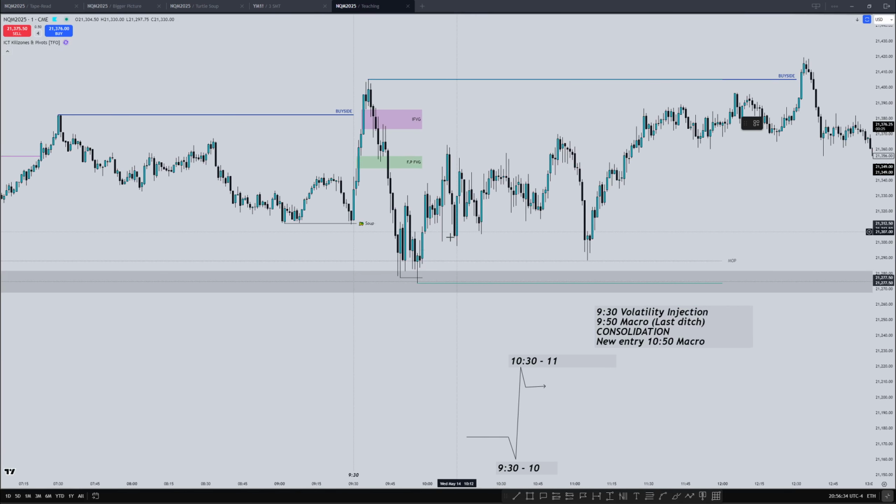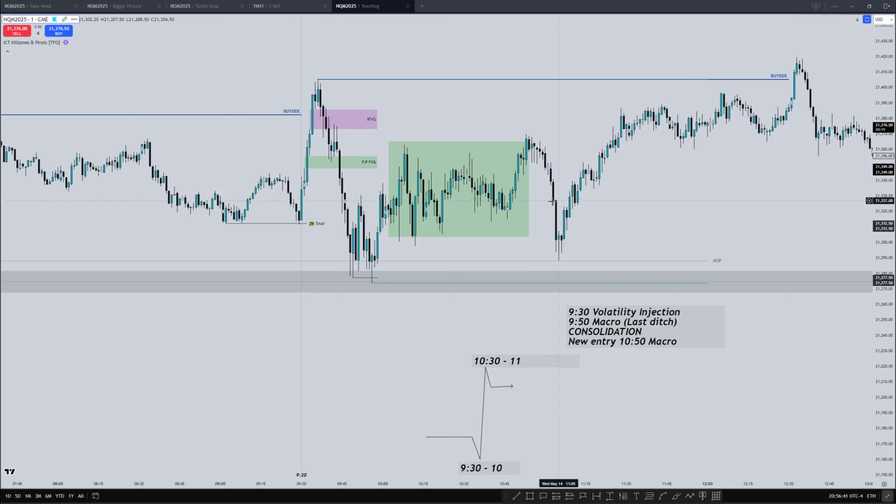Then it does what? Consolidates. Boom, boom, boom, boom, boom. Stays within the range. You get destroyed trying to trade within here. Now, if you had gotten in here, hypothetically, stop at the low, you wouldn't have been stopped out here unless you aggressively trimmed your stop. That's why I don't understand aggressive stop trimming.